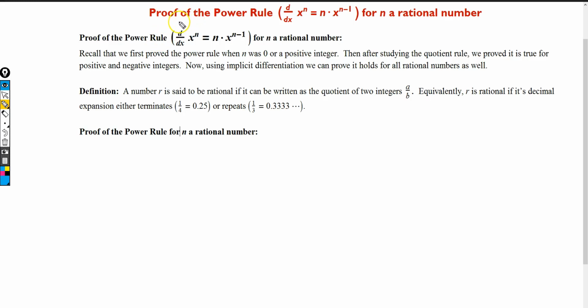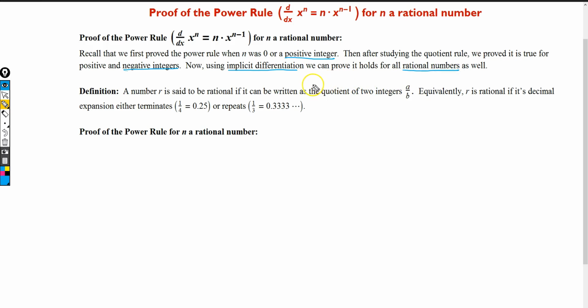In this lesson, we're going to prove the power rule for when n is a rational number. If you recall, we first proved the power rule was true only for n being 0 or a positive integer. Then, after we studied the quotient rule, we were able to prove that it was also true for negative integers. So then we had it being true for all integers. Now, having studied implicit differentiation, we can prove that it holds for all rational numbers as well.